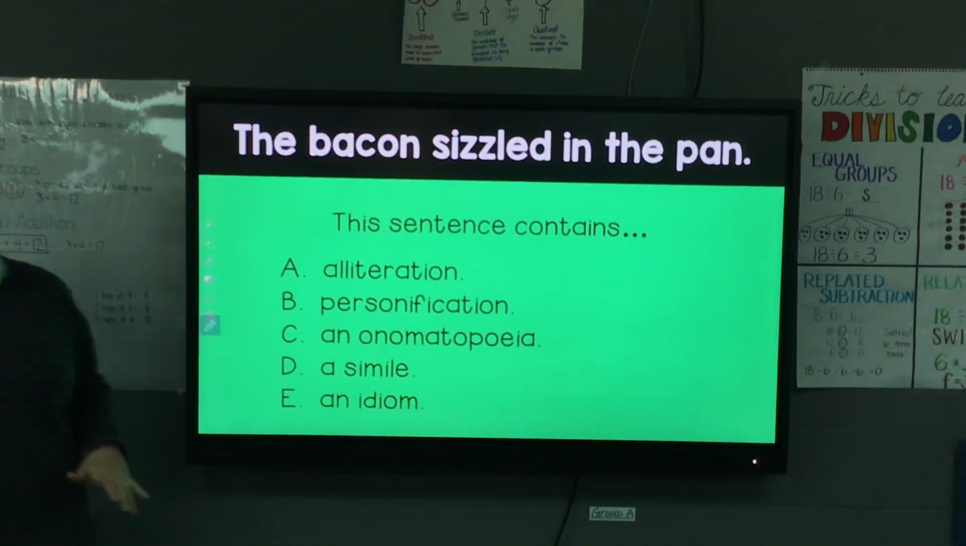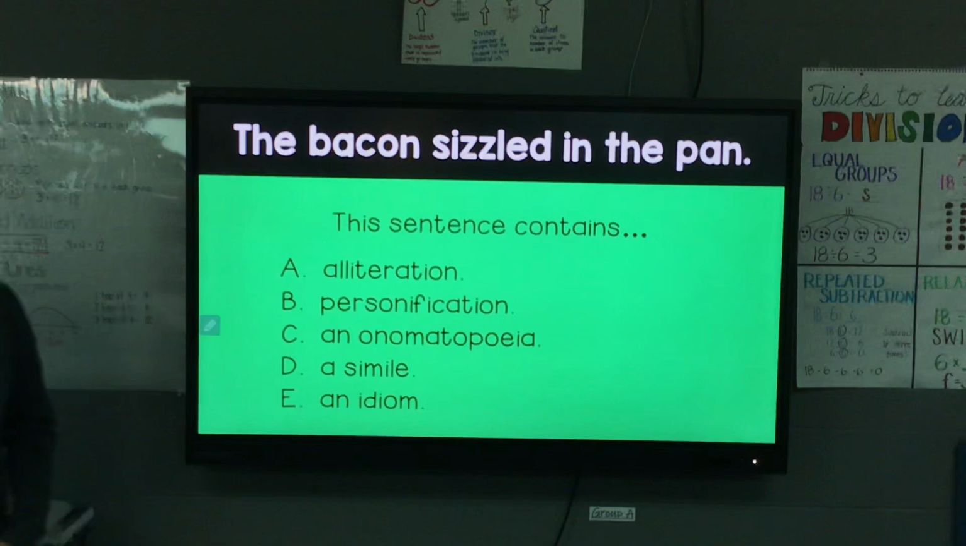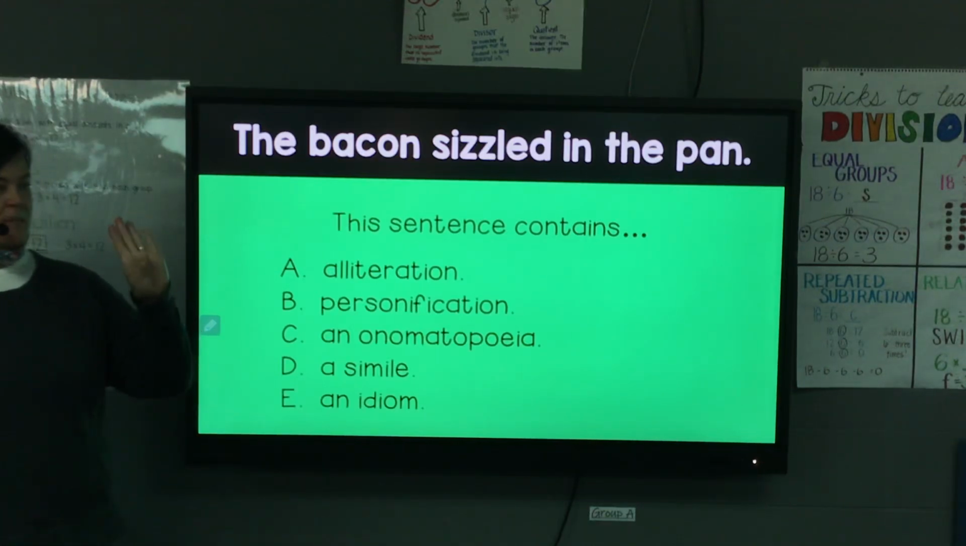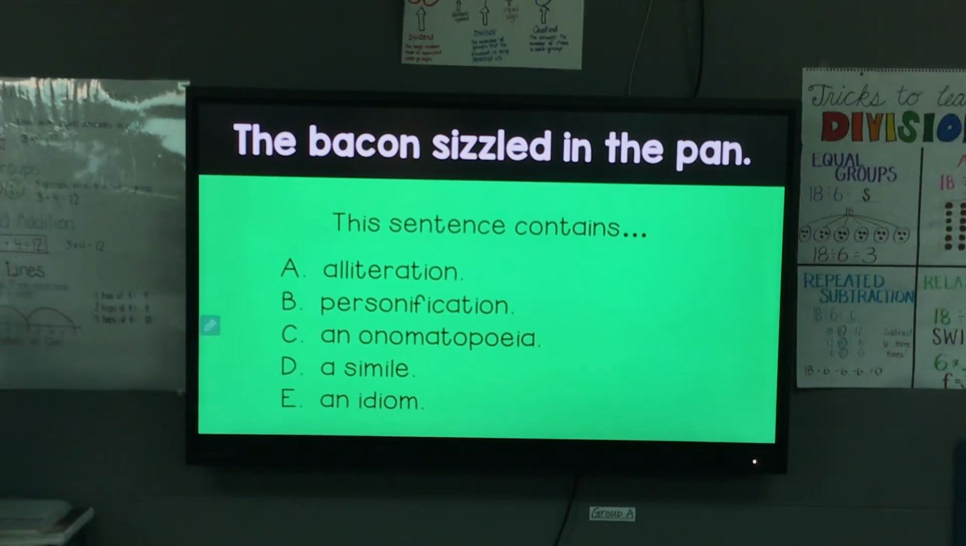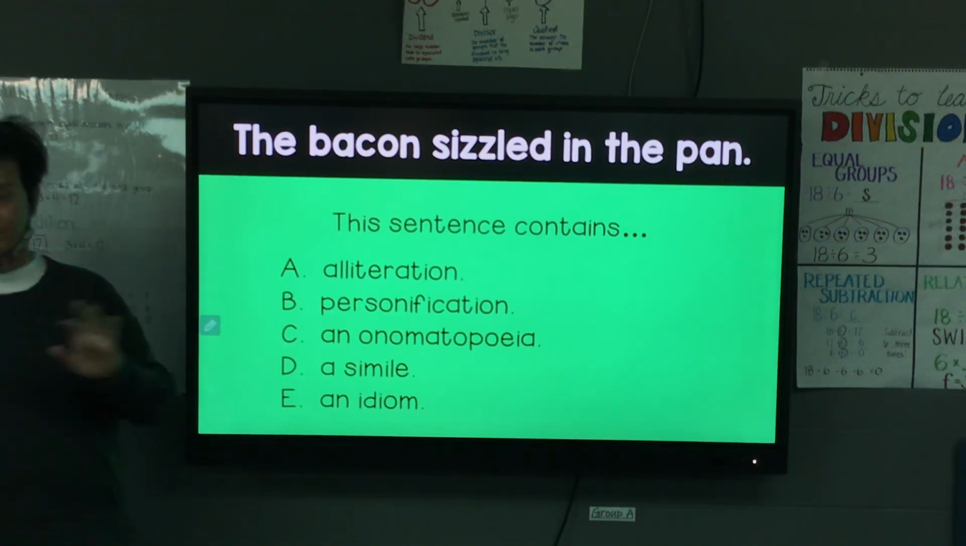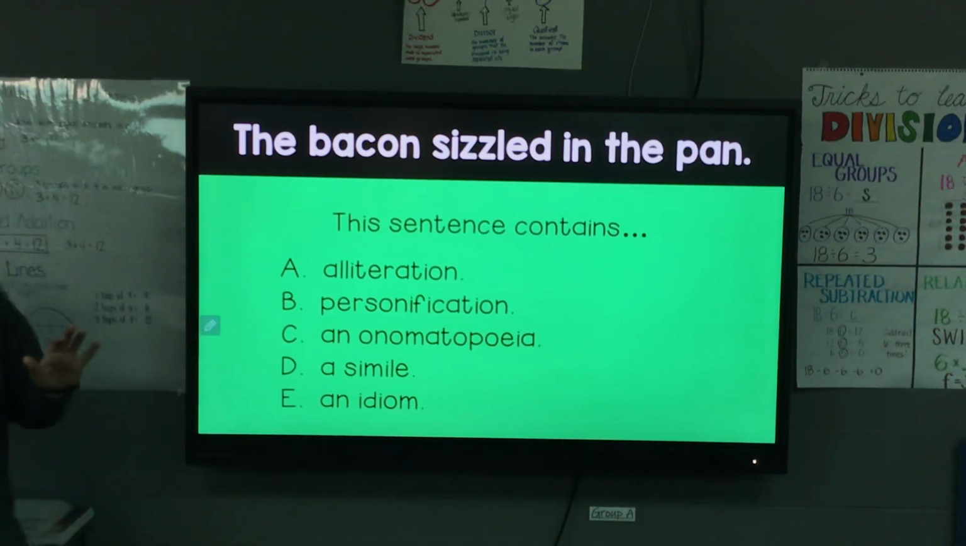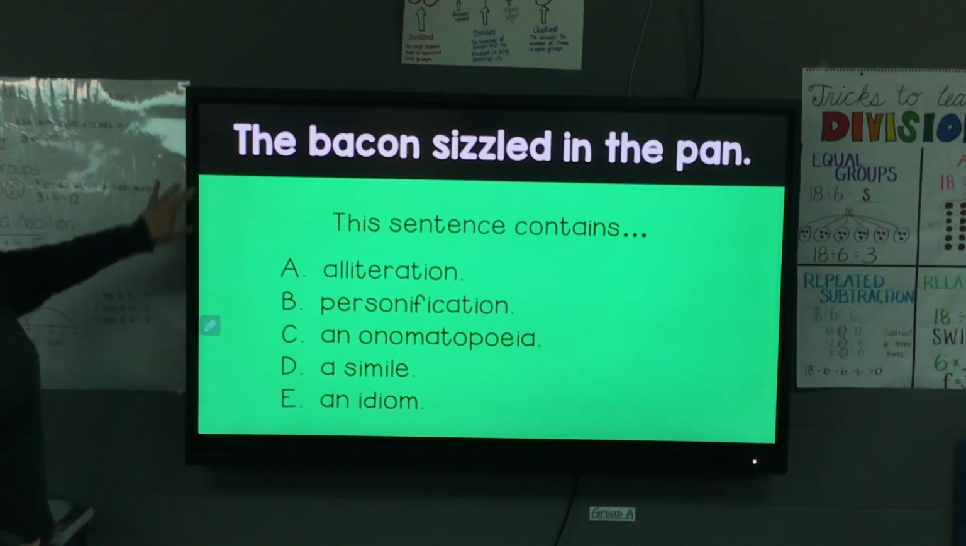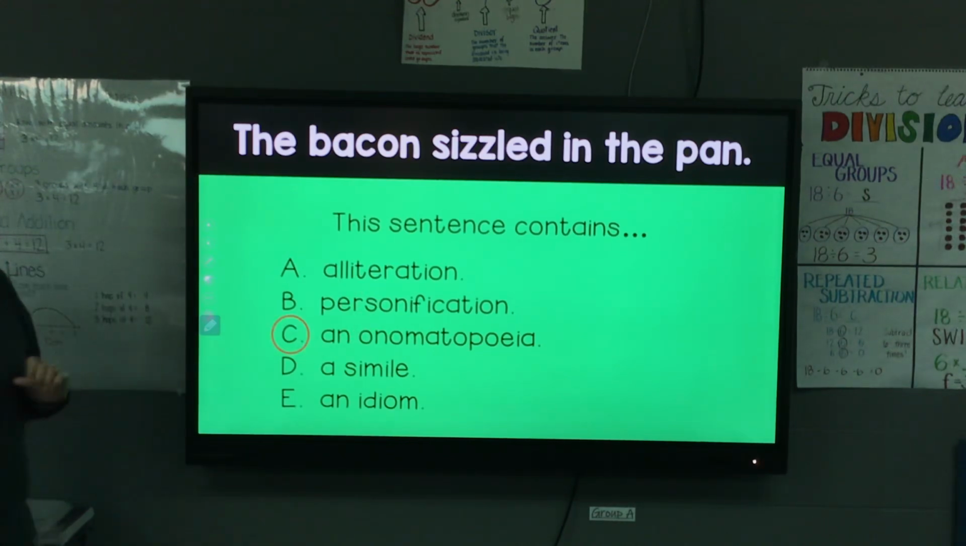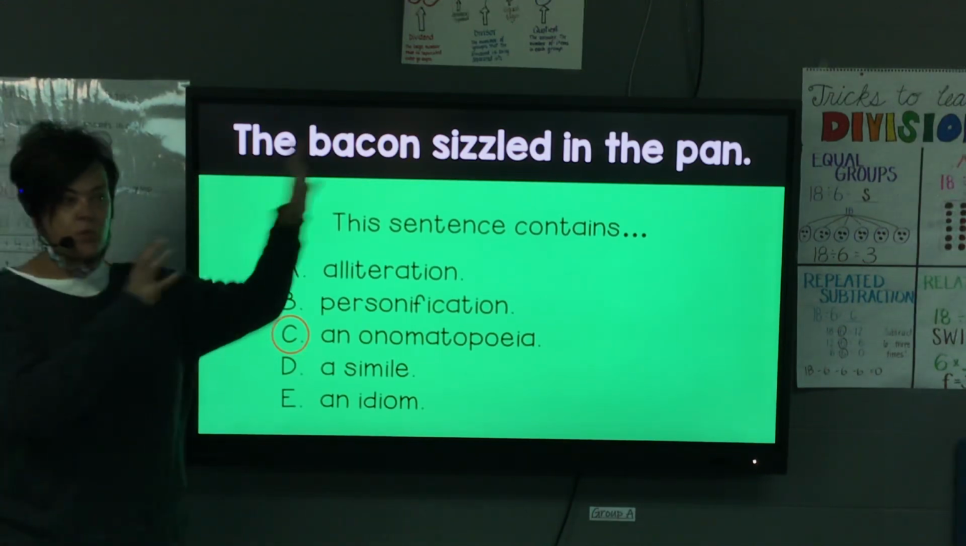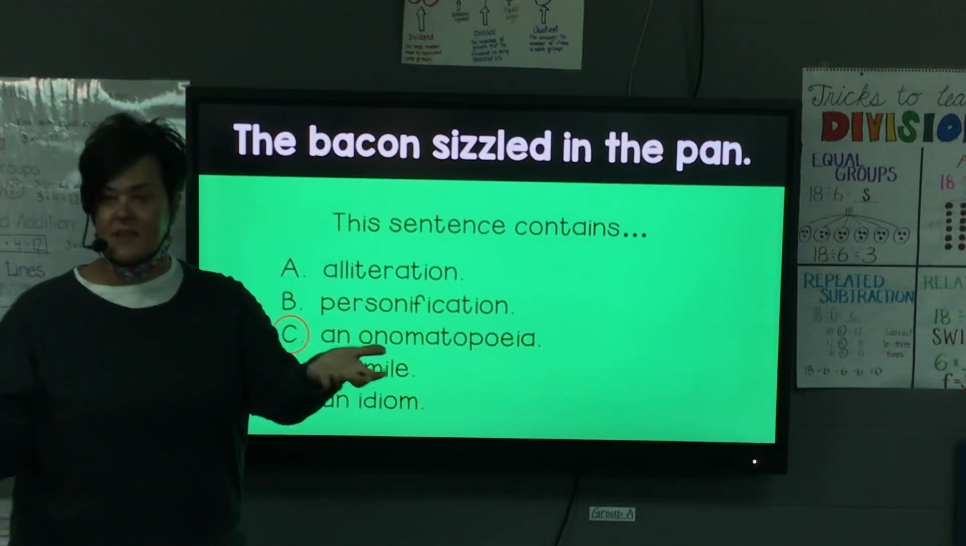The bacon sizzled in the pan. So A, B, C, D, or E. Majority, like I think everybody. What are you showing me, Reese? Okay. Onomatopoeia. Because what's the sound word that they're using? Sizzled.